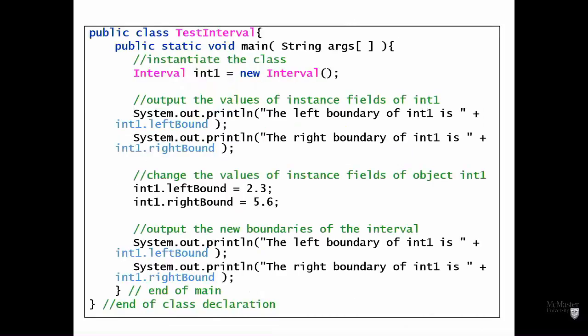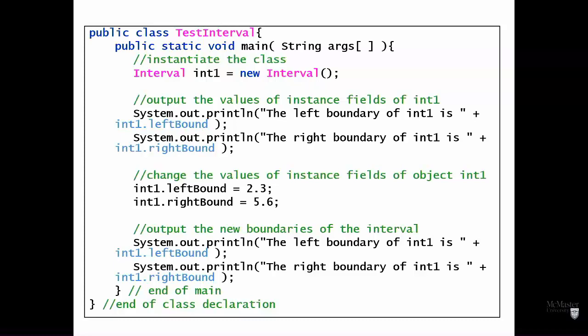Good. Here, the complete example of using our interval class. We define a new class that we call test interval, and then what we do is we instantiate a variable or an instance or an object of interval, new interval, and then we print its original values, right, which may be zeros, and then we assign values to the left bound and right bound variables, like 2.3, 5.6, and then we print them again.